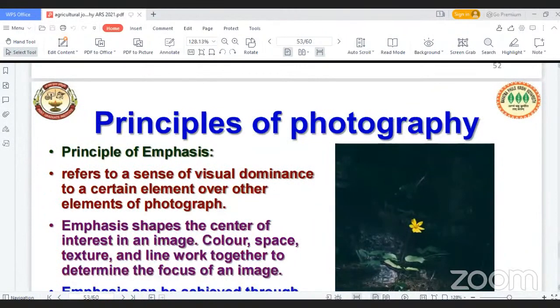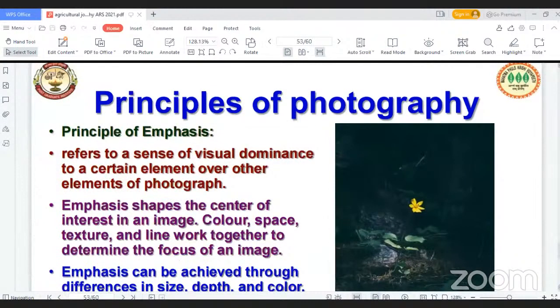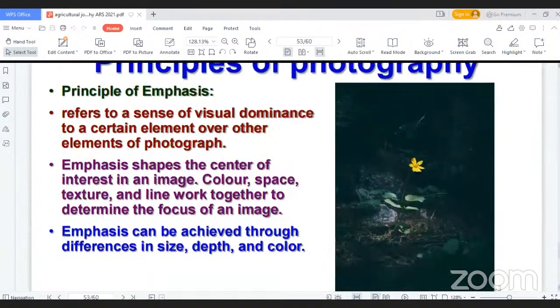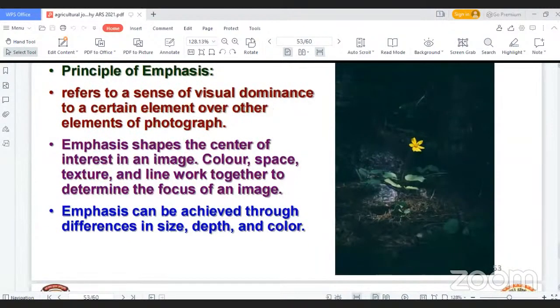Then the other principle, emphasis, refers to a sense of visual dominance of certain elements over other elements of photographs. Emphasize shapes or centers of interest. For example, see that yellow flower, you can visualize. That may be the center of attraction. Emphasis can be achieved through the difference in size, depth, and colors. All others may be a dark background, but you can see that the leaves and the flowers are different from others.